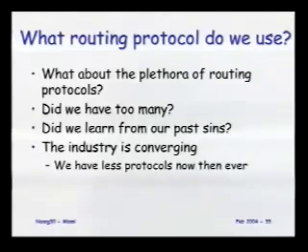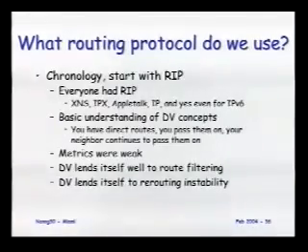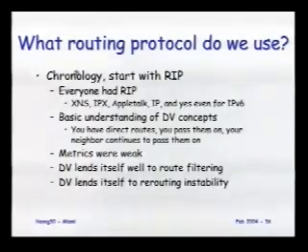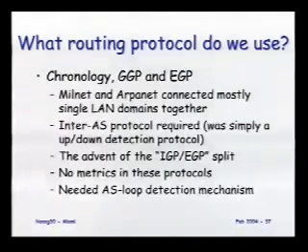What about the plethora of routing protocols? Did we have too many? Did we learn from our past sins? Well, this is going to be the nutshell of everything. We started with RIP and EGP. That defined the IGP-EGP split. We needed two protocols, one that runs in the domain, one that runs between domains. Everybody liked RIP because it was easy to understand. You could do route filtering. GGP and EGP were the inter-AS protocols that were run in the early days of the MILNet and the ARPANET.